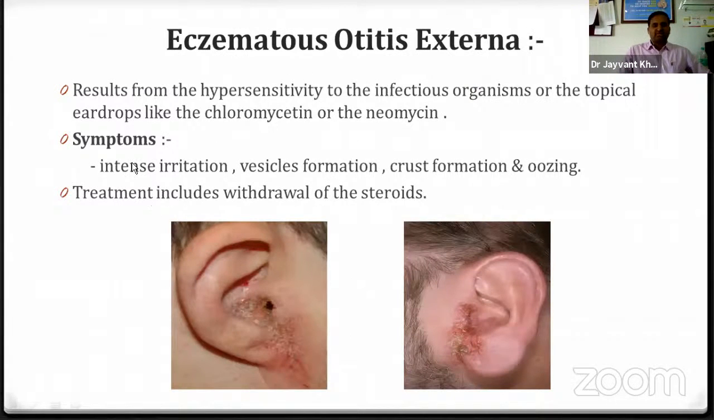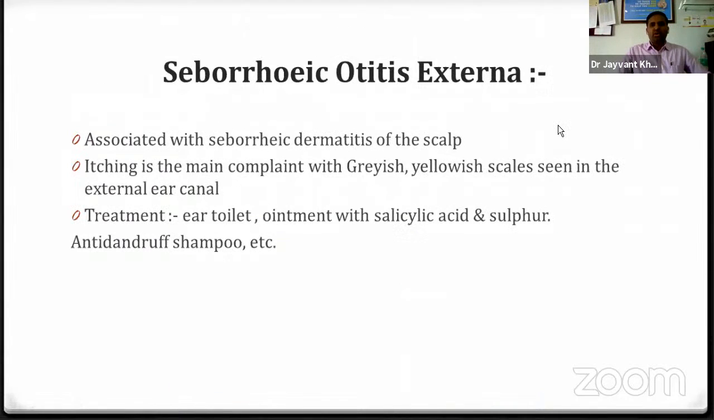Eczematous otitis externa results from hypersensitivity to the infectious organism or to topical eardrops like chloromycetin and neomycin. Symptoms: intense irritation, vesicle formation, crust formation, and oozing. Treatment includes withdrawal of the offending drug and some antifungal or anti-eczematous treatment.